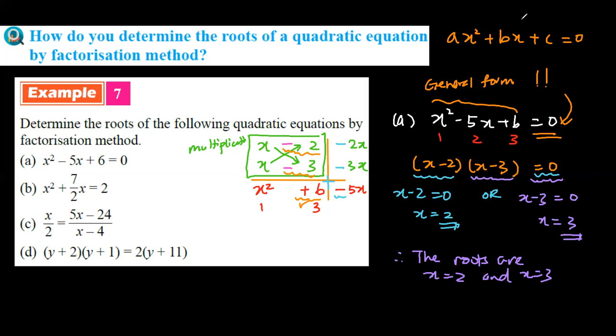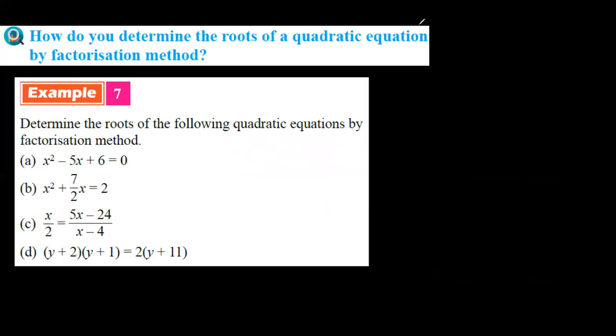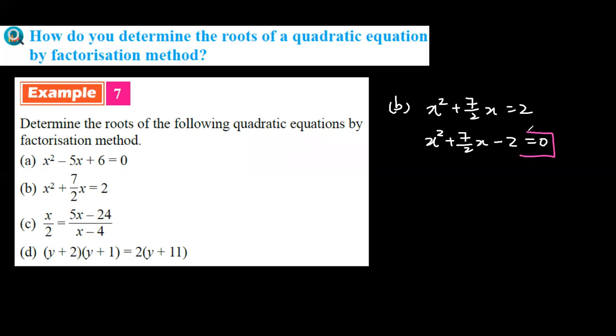Okay, move on to question B. Question B, x squared plus 7 over 2 x equals 2. This one is not arranged according to general form, so we must arrange it first. Okay, we bring this positive 2 to the other side, minus 2, and it must equal 0. Remember, this one is very important. Yeah, make it equal to 0.